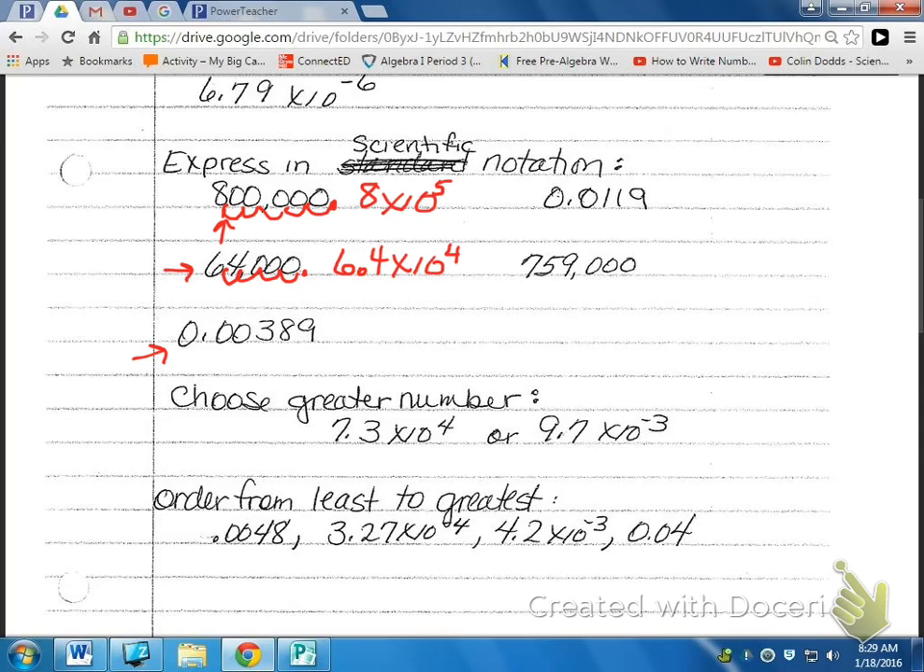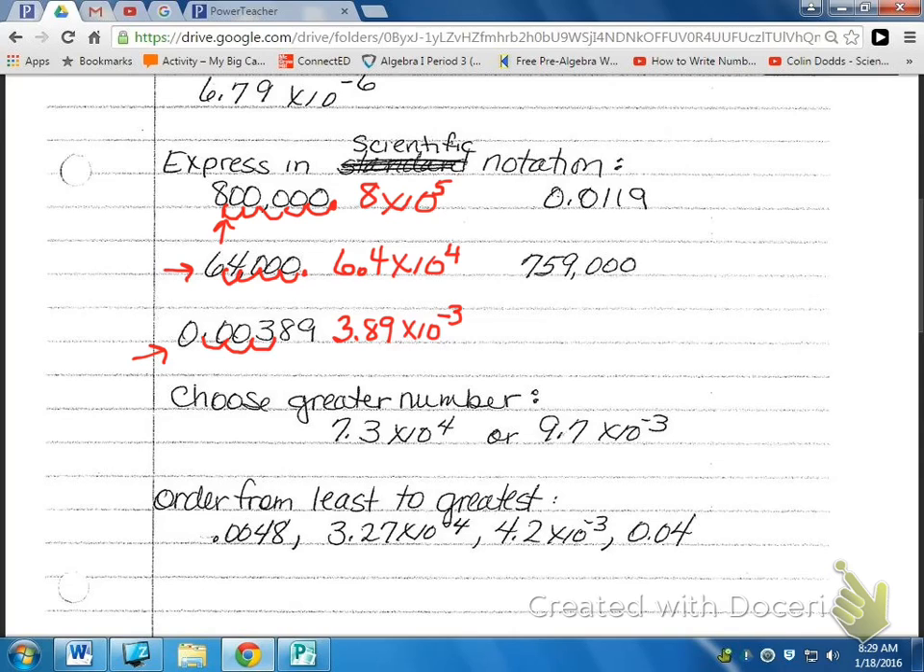Okay, 0.00389 right here. It's a decimal number. What does that tell you about the exponent? It's going to be negative. You've got to move that decimal over until you get a number from 1 to 9. So if I move it one spot, it's still a 0 there. If I move it one more spot, it's still a 0. And if I move it one more spot, now it's 3 something. So that's how I know where it goes. And I would go ahead and write 3.89 times 10 to the negative 3. I moved it 3 places.